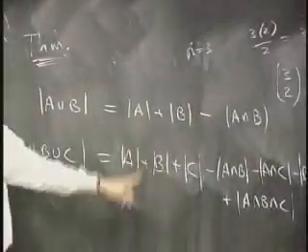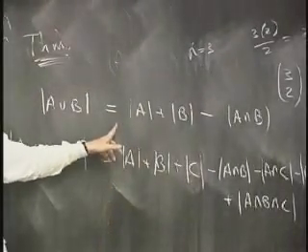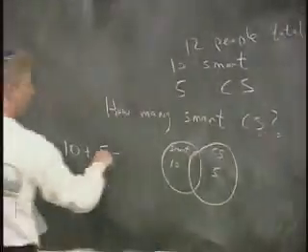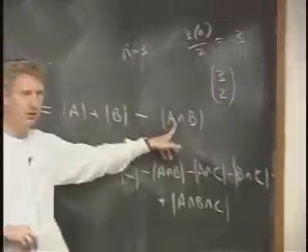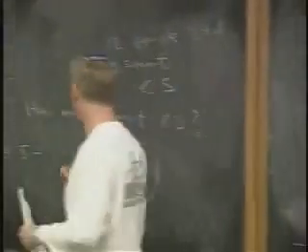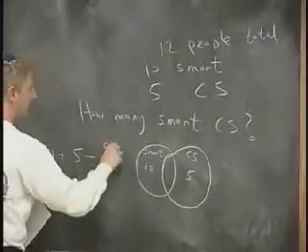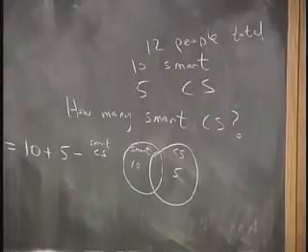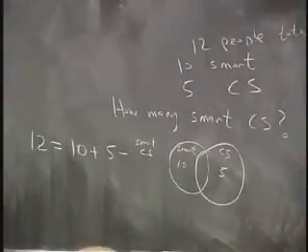A is the number of smart people. B is the number of computer scientists. I have to subtract off the number of people who are both smart and computer scientists. Smart computer scientists. So what's the answer? Anywhere from 3 to 5.